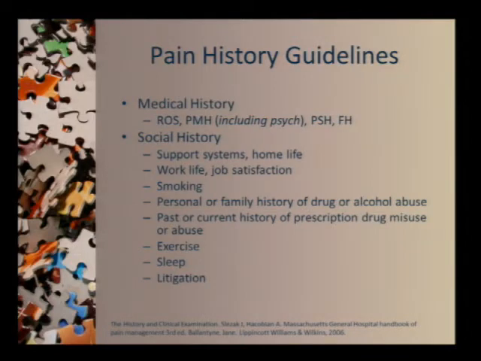Also, looking at the guidelines, again, like any other medical history, you want to get a past medical history. You want to pay particular attention to psychiatric history in these pain patients. This will play a role later when you're assessing possible opioid abuse risk. Same goes for social history. You want to look at support systems.